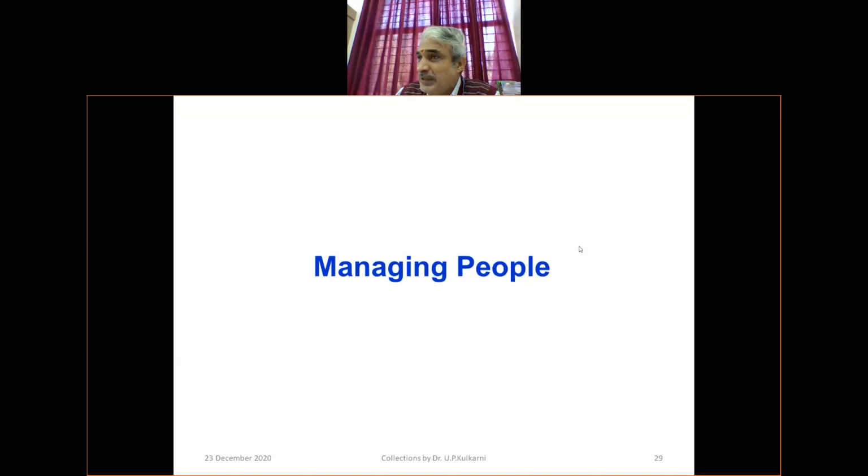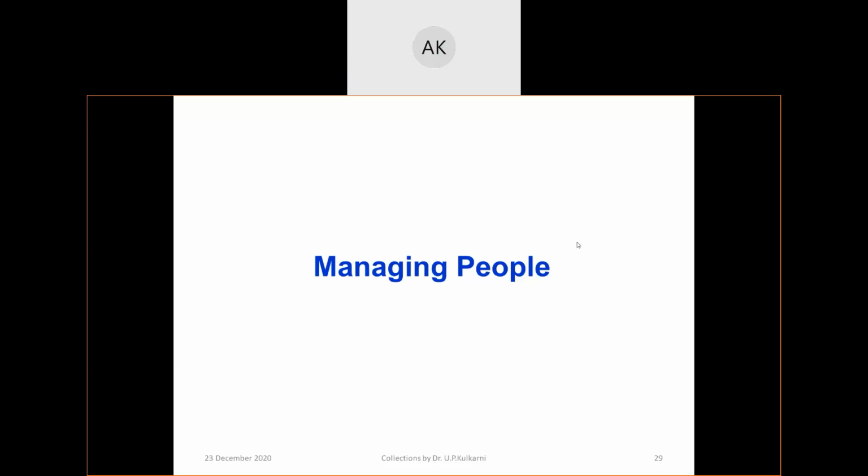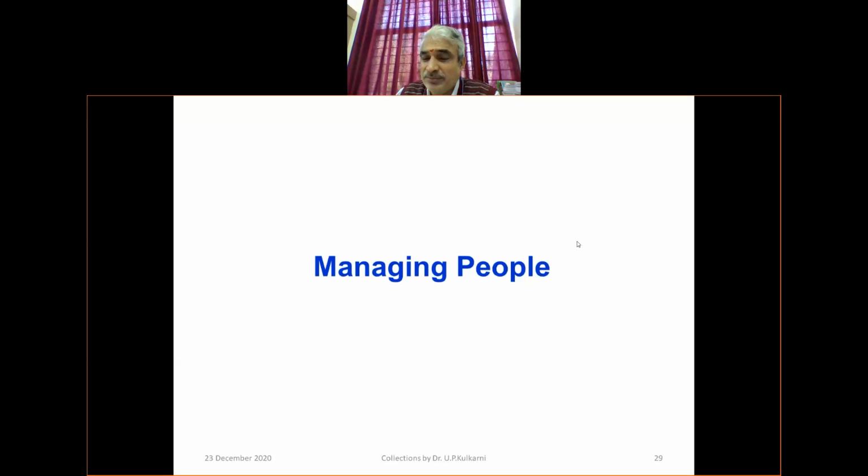Right. Next question: explain the different levels of the People Capability Maturity Model, P-CMM, with CMM in capital letters and P in small letter. Right, so this is another question.